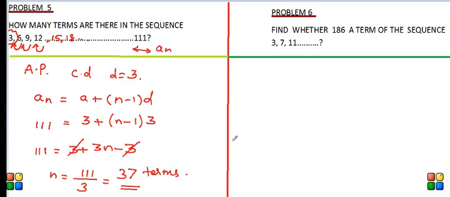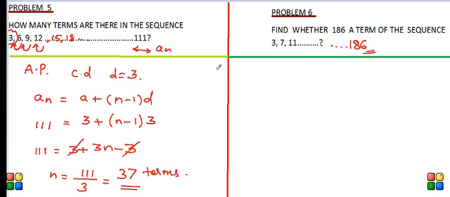In problem number 6, find whether 186 is a term of the sequence or not. So let's assume that it is a term of the sequence, that is, the nth term or the last term is 186 itself. So for the nth term we know that the terms are always a counting number, that is, it will be first term, second term, third term and so on like this. It cannot be a fractional term, that is, it is not the 7.5th term, all these things.